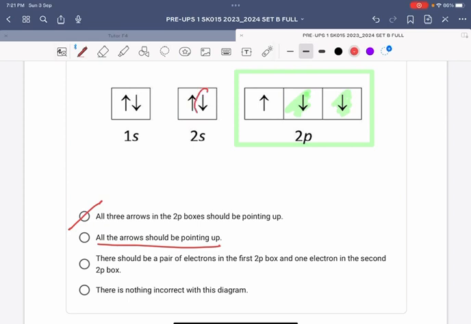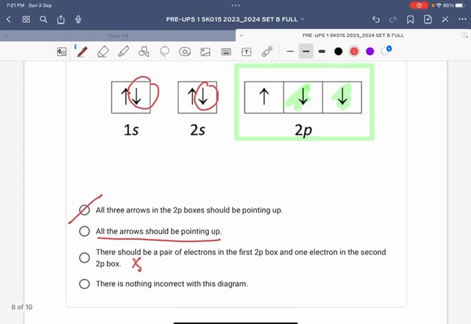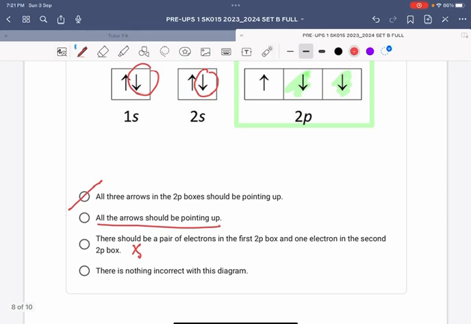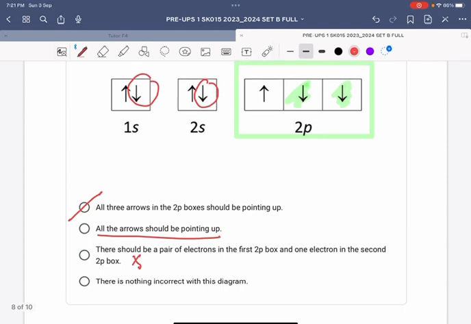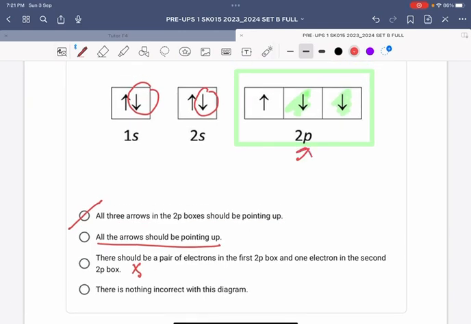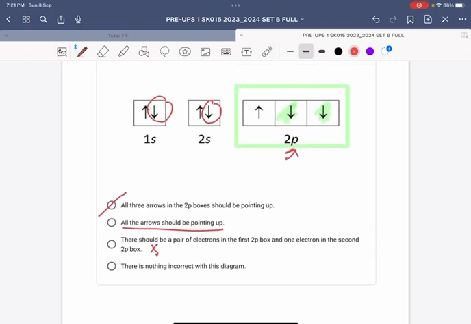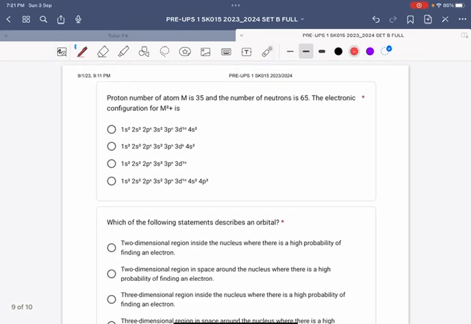Ni tak boleh lah, because yang ini sepatutnya kena pair lah kan. Pauli says there should be a pair of electrons in the first 2p box, 1 electron in the second 2p. Yang ini Hund kata tak boleh lah. Okay, 3 is nothing incorrect with this diagram. So clearly there is something wrong with this diagram. Okay, we go to the next one.